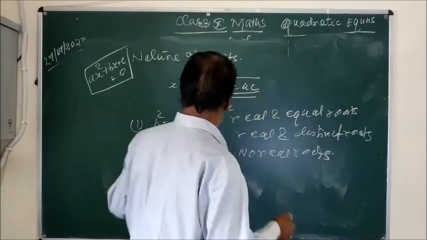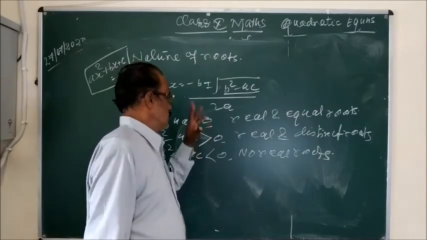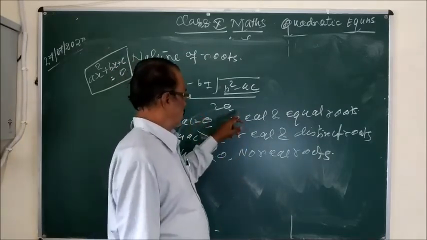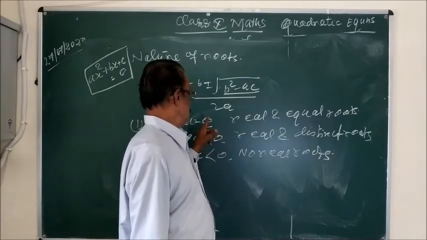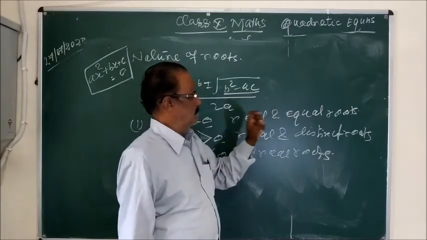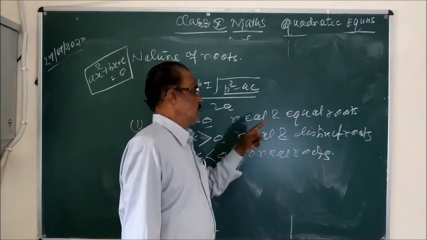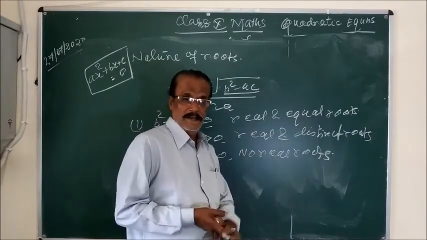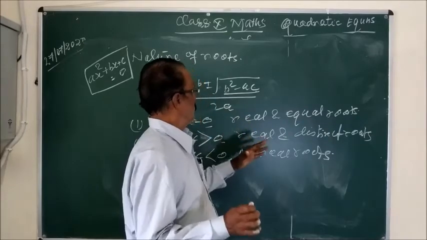If the discriminant is either 0 or greater than 0, the nature of the roots will be real, but there is a difference between them. If the discriminant is 0, the roots will be equal. If the discriminant is greater than 0, the roots will be different, distinct roots. So my dear students, these are called the nature of the roots.